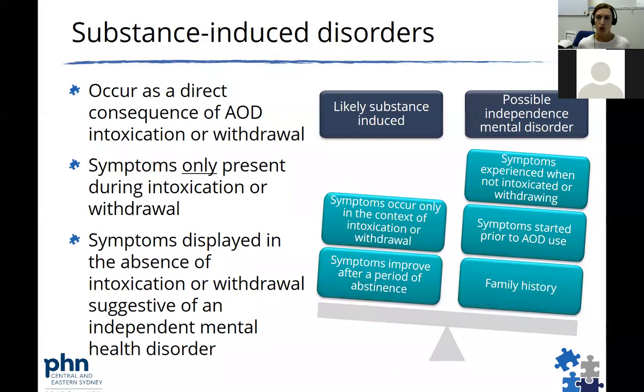If symptoms occur only in the context of intoxication or withdrawal, it's likely that they're substance-induced and they'll resolve with a period of abstinence without the need for any direct intervention. But having said that, it's still really important to manage these symptoms to prevent the client from relapsing. But if mental health symptoms started before the onset of substance use, if they persist even during periods of abstinence, or if there's a family history of that particular mental health condition, they might have an independent mental health disorder.